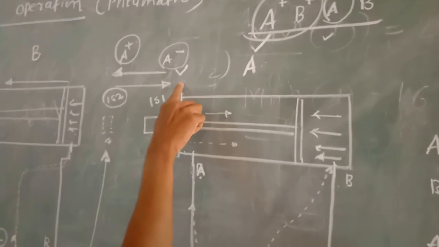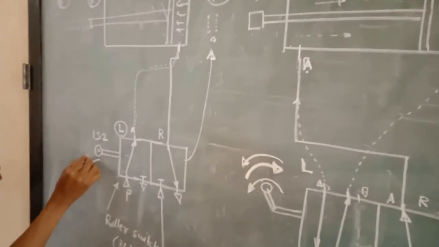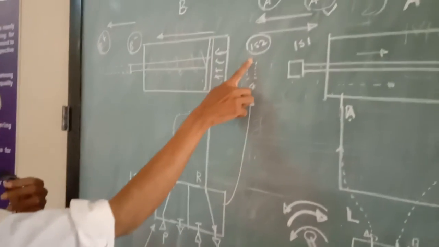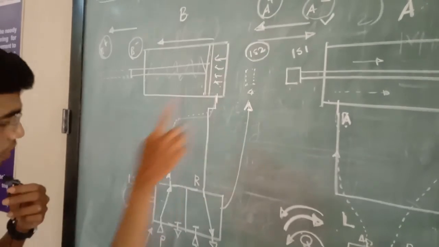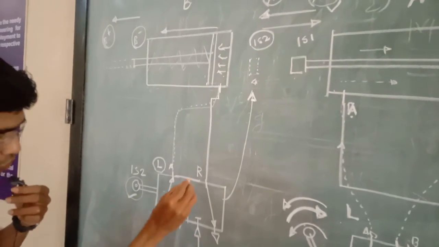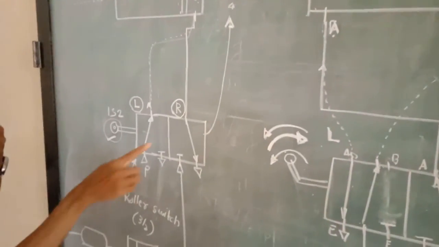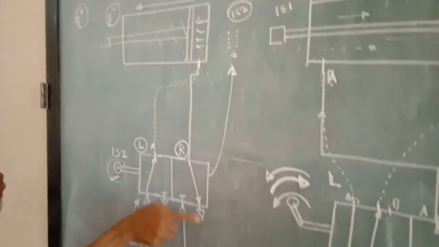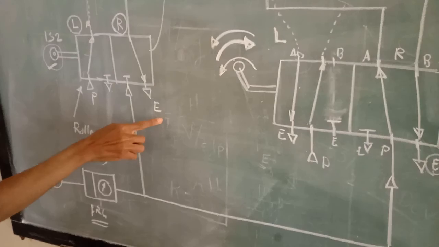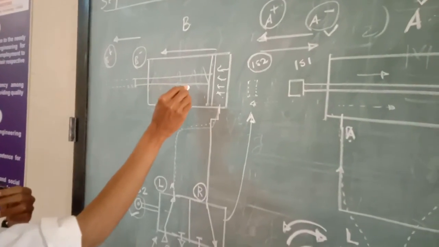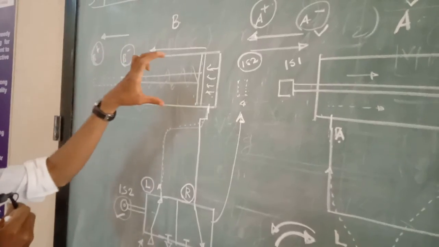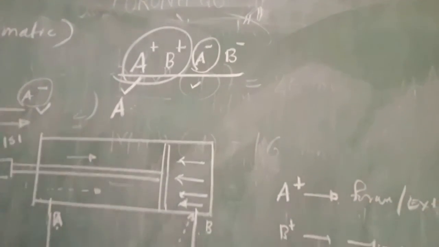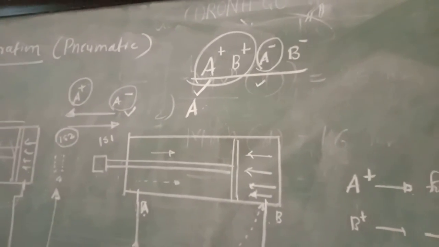Once we get the A minus position, this roller switch will be deactivated automatically, because it is active only at the 1s2 condition. At the 1s1 condition, this will be deactivated. At the deactivated position, the right side will be activated. In the right side, you can observe air from the right side of cylinder B is exhausted to the atmosphere through the exhaust port. Because of spring force, this piston will automatically retract to the B minus position. So this is the sequential operation: A plus, B plus, A minus, B minus. Now we will see the working of this pneumatic circuit.